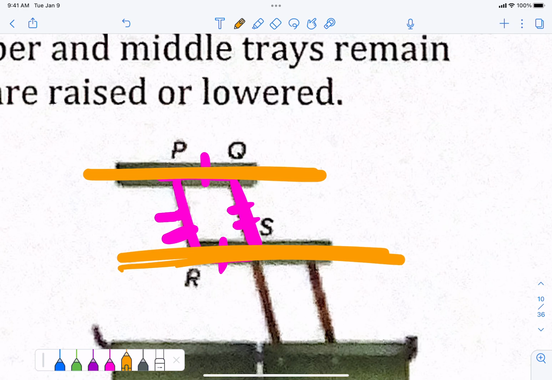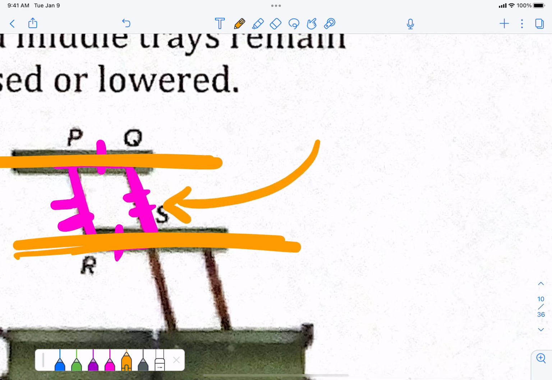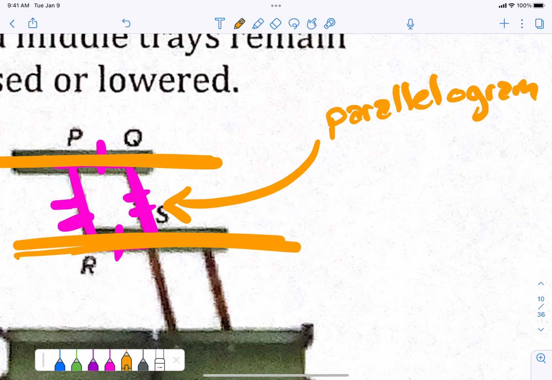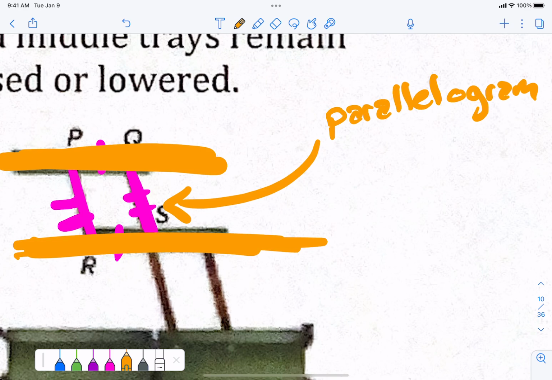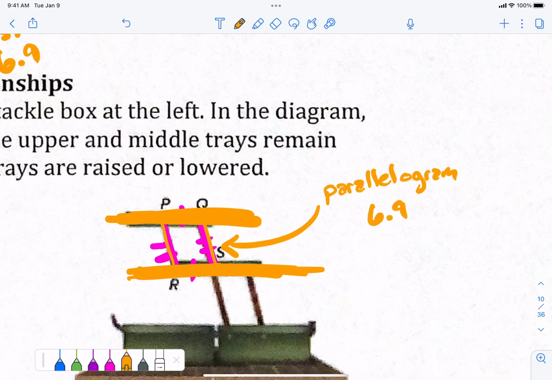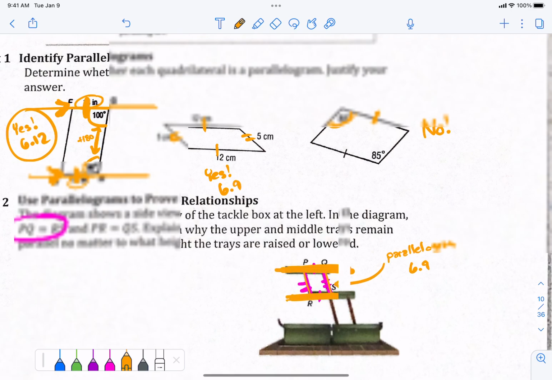Yeah. Why? Is that the hinge theorem? Because this guy is a what? He's a parallelogram. And that means that this top side will always be parallel to that bottom side, right? How do I know that this thing is a parallelogram? Both sides, 6.9. The opposite sides are the same. So by theorem 6.9, I know that's a parallelogram, which means those sides will continually be parallel to each other as I raise and lower them, right? Okay? So that's by design. They use geometry to do this stuff because it works. That's how tackle boxes are designed.